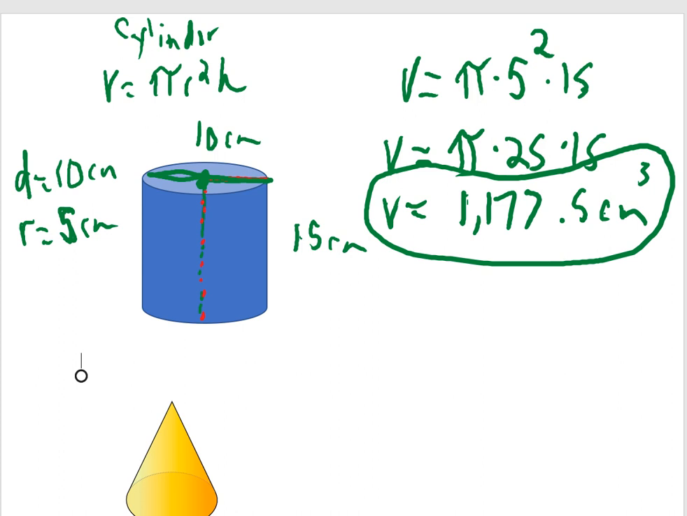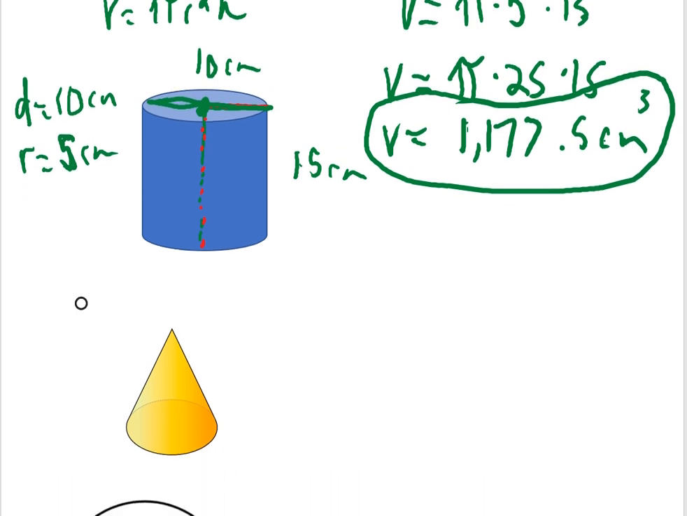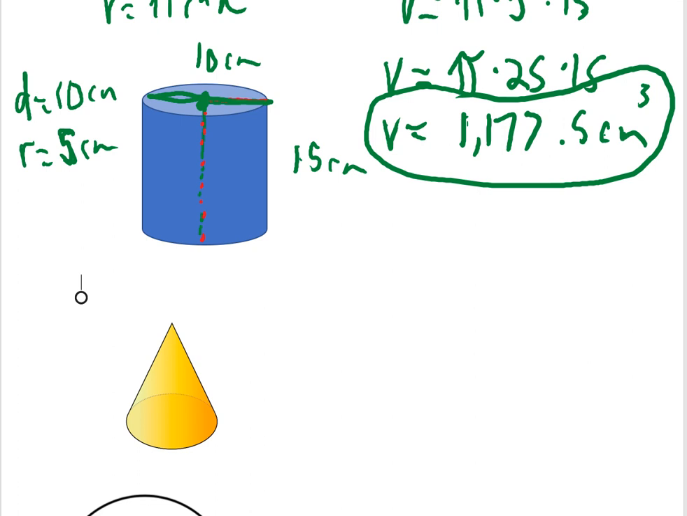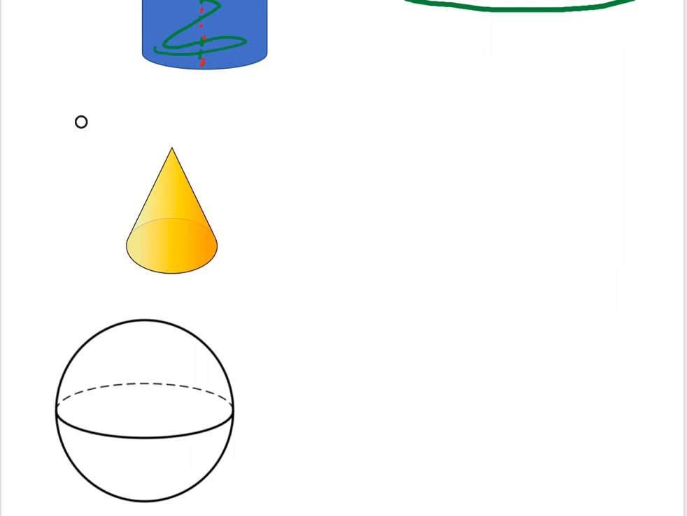Volume is anything with 3 dimensions, and we use a 3 right there for the exponent to signify that we have the volume, which is 3. That means that everything this takes up would be 1,177.5 cubic centimeters. All right. This one here, this is a cone. This will be the question.